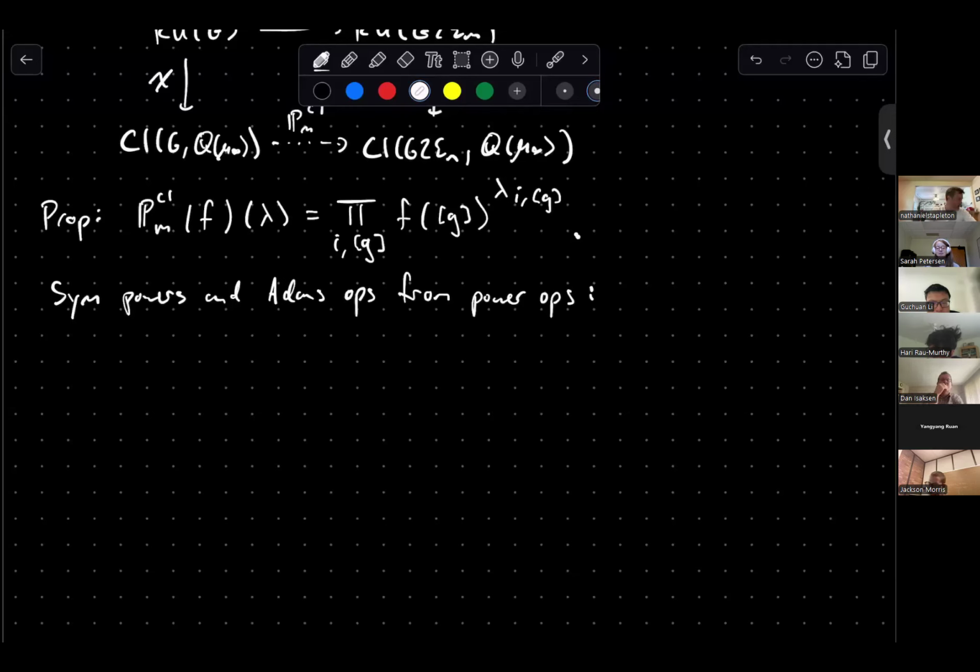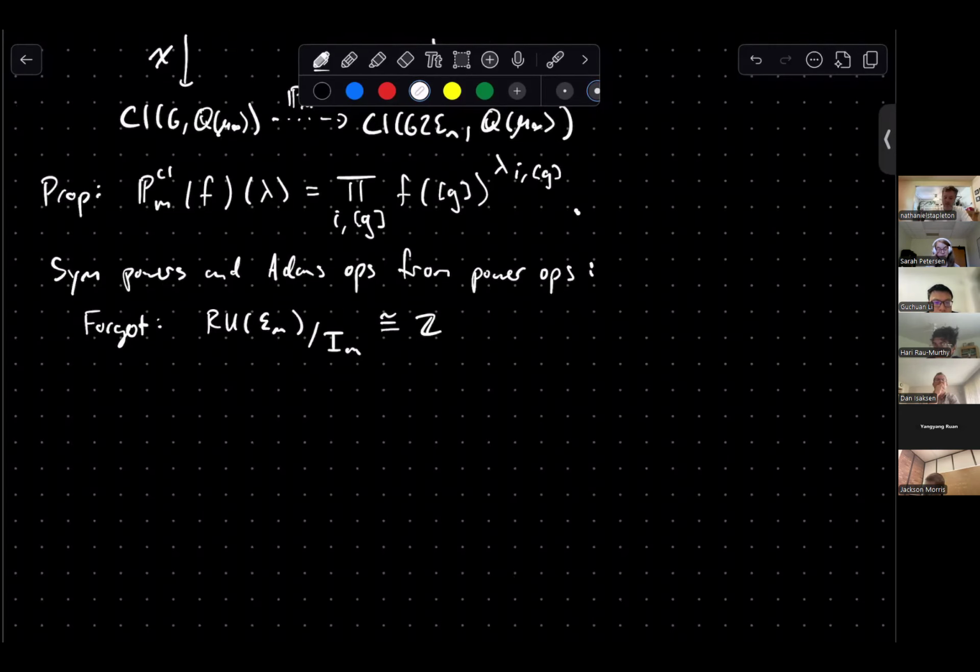I forgot to say a thing though before. Darn it. Okay, so let me say this thing that I forgot to say. I forgot to say that RU of sigma m mod IM, this is the case that G is trivial, this transfer ideal, is isomorphic to Z. This is a fundamental fact, and I don't know what the most beautiful proof of this fact is. I know a proof, and I'm not too happy with it.